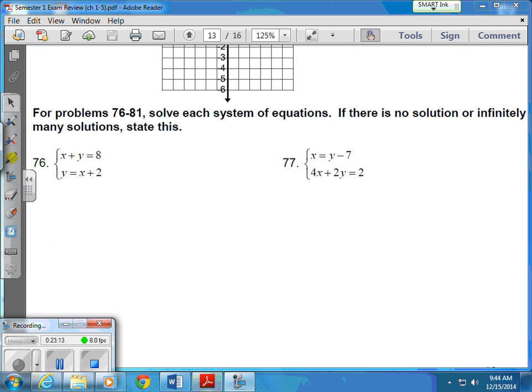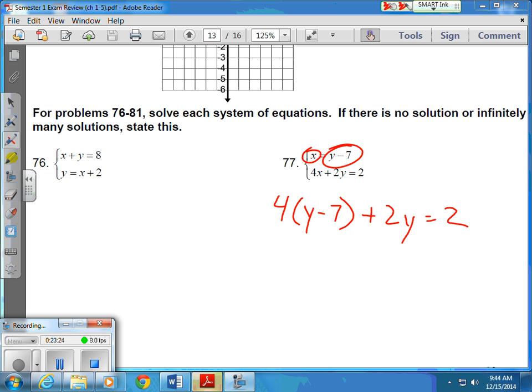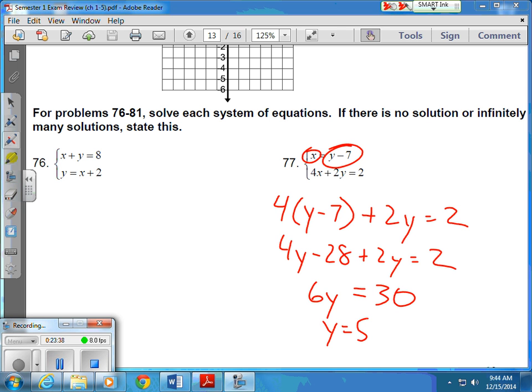All right, now let's do number 77. We have x is equal to y minus 7, so we're going to substitute that in for x. 4 times y minus 7 instead of 4x plus 2y equals 2. That becomes 4y minus 28 plus 2y equals 2. So that becomes 6y, and when I add the 28 to both sides, I get 30. So y would be 6 times 5 is 30. And if y is 5, x would be 5 minus 7. So x would be negative 2.